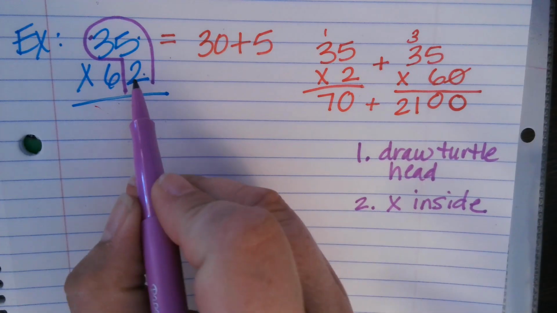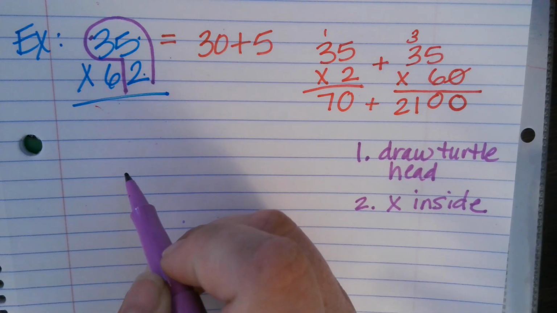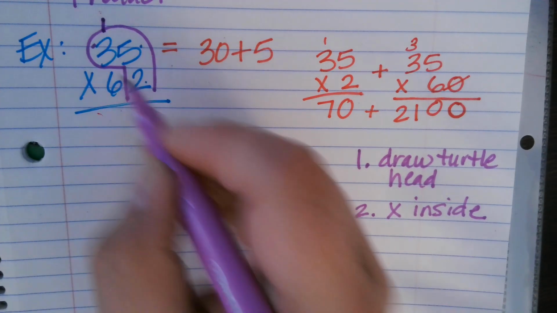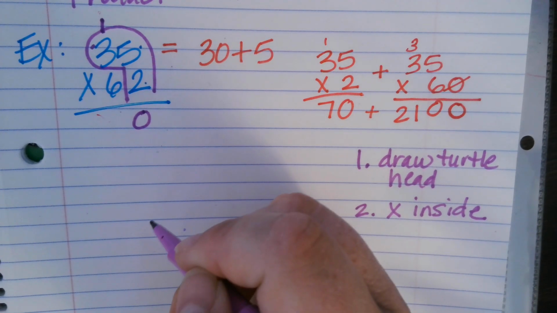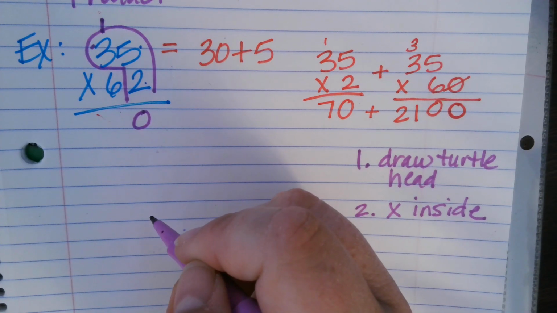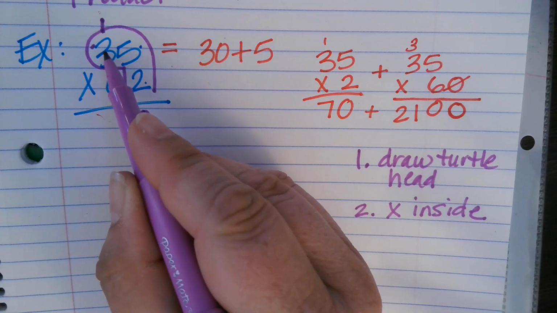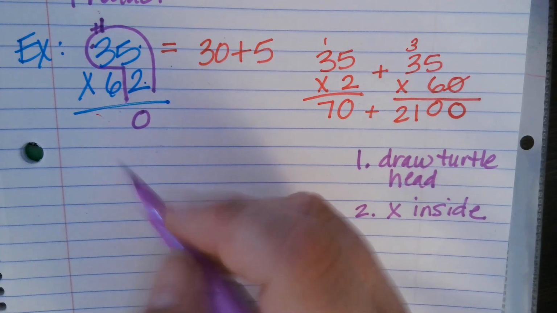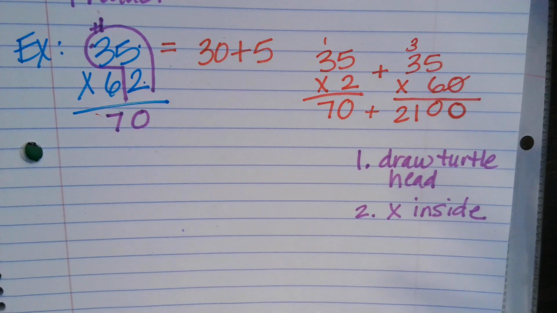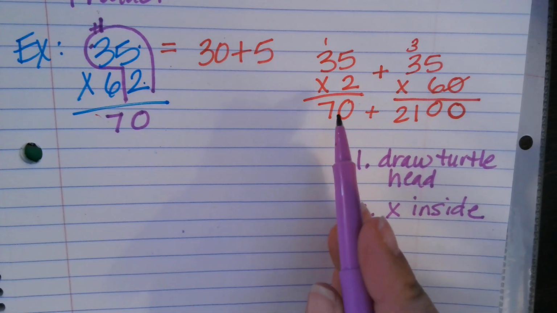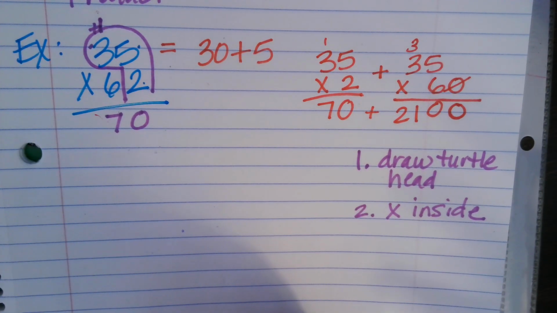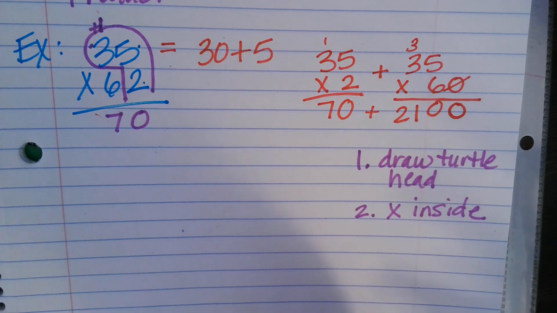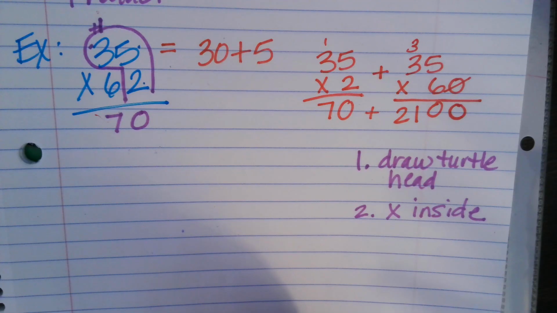So here, I'm going to take 2 times 5, which is 10. Remember, we're going to carry that 1 and leave the 0 below. And then we take 2 times 3, which is 6, plus 1. Don't forget your carry number. And that gives you 70. Where have you seen that before? Oh, wait, right here. Okay? So you just multiplied 35 by the ones place alone. Give me a thumbs up if you're with me.